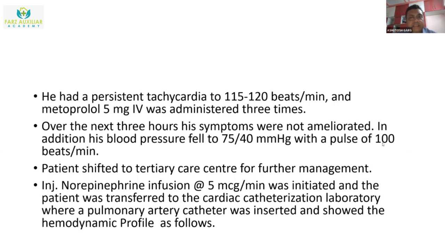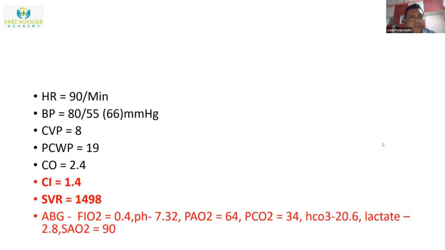Over next 3 hours, his symptoms were not ameliorated. In addition, his blood pressure fell to 75 by 40 and a pulse of 100 beats per minute. Patient was shifted to a tertiary care center for further management. Noradrenaline 5 microgram per minute was initiated and patient was transferred to the cardiac cath lab, where a pulmonary artery catheter was inserted and showed the hemodynamic profile as follows.